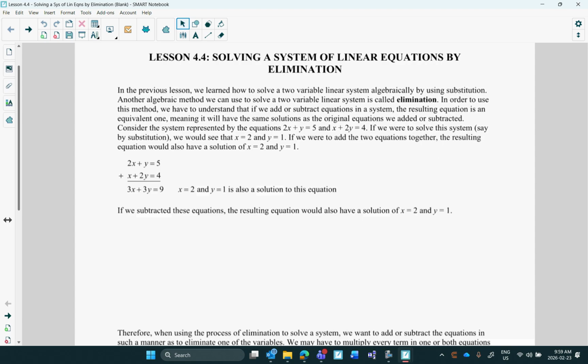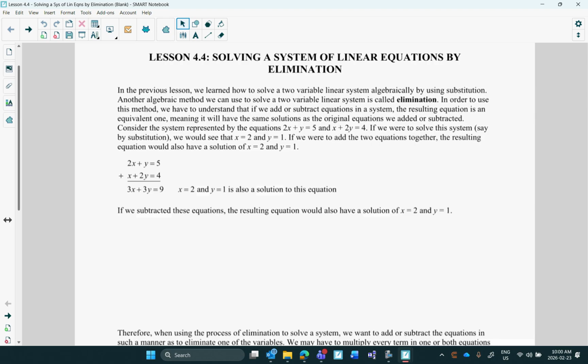Talked about how to solve a system. Remember, a system of equations has two equations, two variables in each one, usually x and y, but we can use whatever letters we want, right? And for substitution, you took one of the equations, you got the x or y by itself, you plug that into the other to solve for one of the variables. Once you get one of the variables, you plug it back in to find the other one, okay?